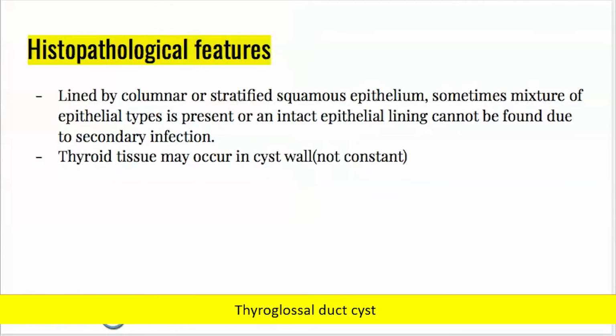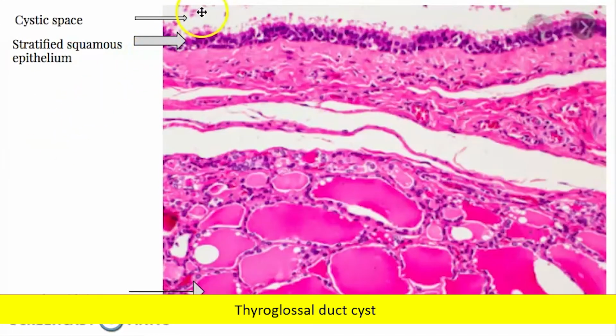In histopathological features, the cyst is lined by columnar or stratified squamous epithelium. Sometimes we can see a mixture of epithelial types present, or we cannot observe an intact epithelial lining due to secondary infection. Thyroid tissue can be seen in the cyst wall, but is a non-constant feature. So we can see this is a cystic space. The cyst is lined by stratified squamous epithelium here, and thyroid tissue can be seen here.